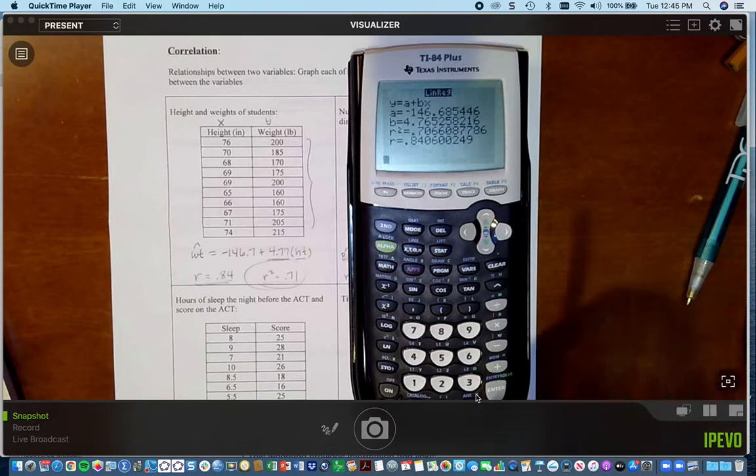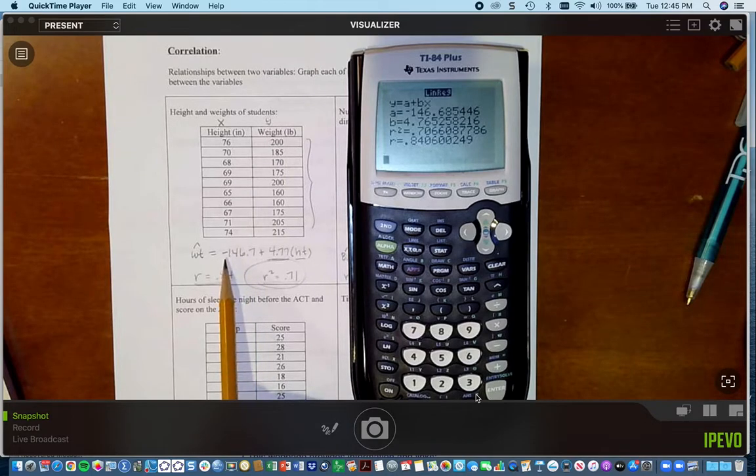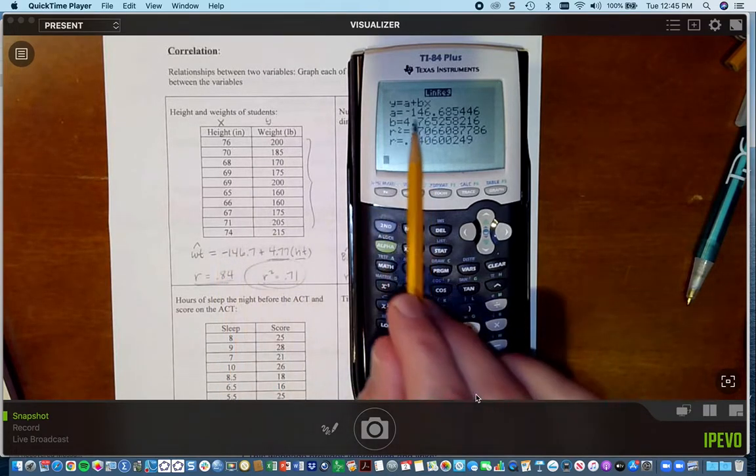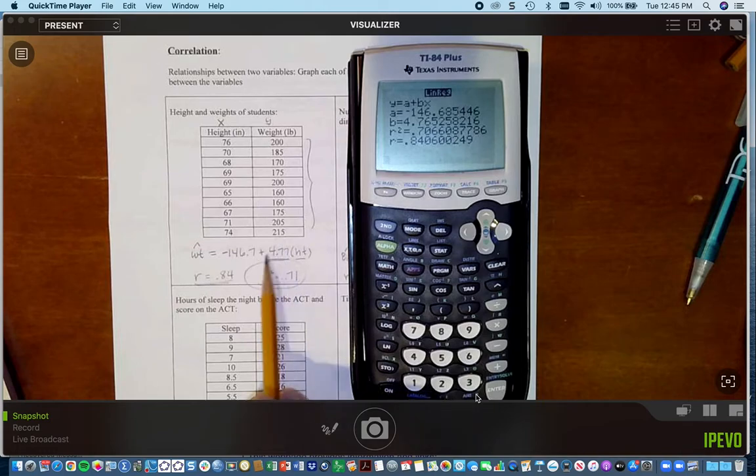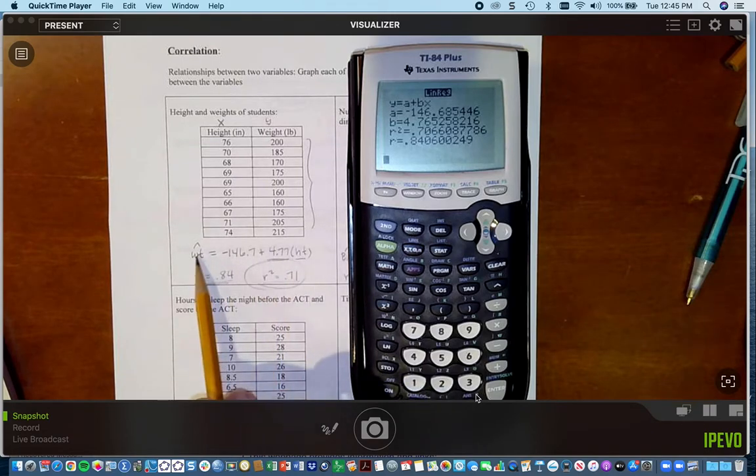All right, so then from here I can write down the equation. The y-intercept is negative 146.7, and then the slope b is 4.77, and then remember, instead of x and y, I put in weight and height. Okay, and then again, the r and the r squared are displayed because I did that diagnostic on.